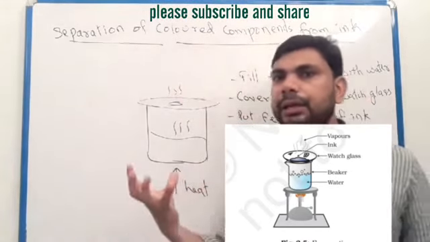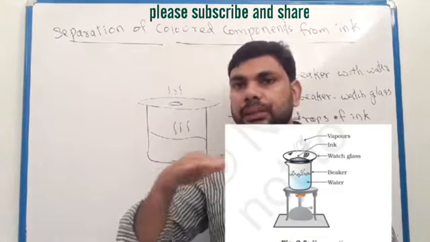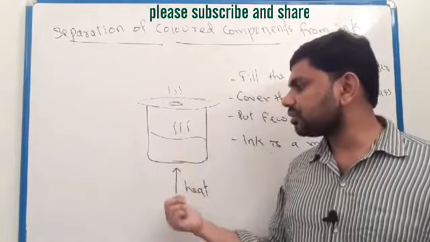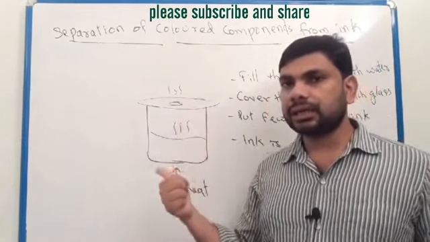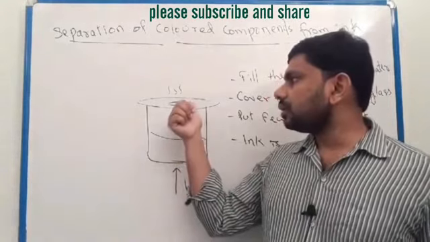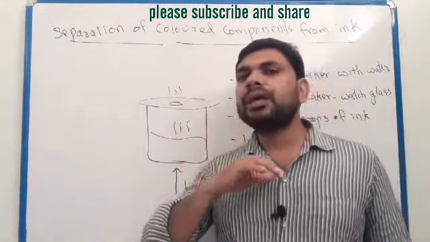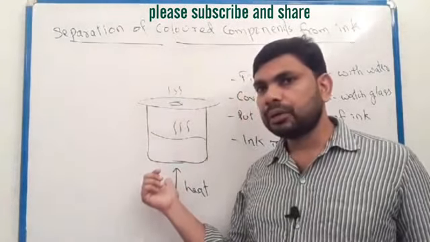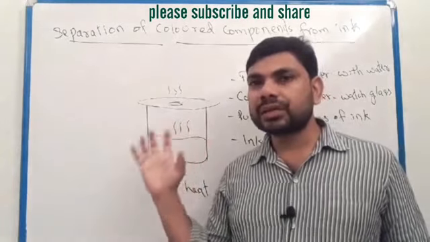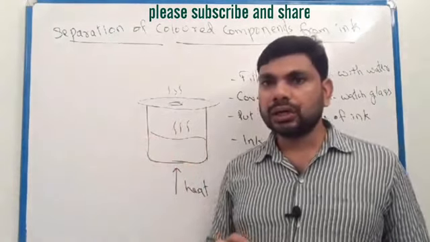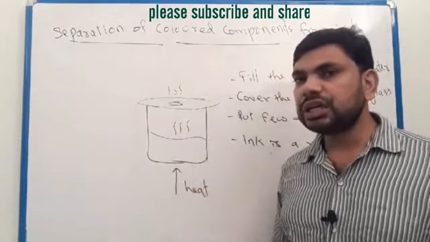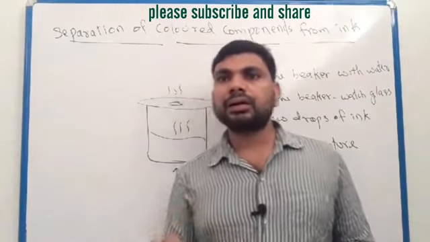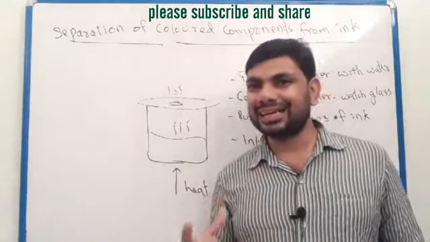Take water in a beaker, cover the beaker with a watch glass, put a few drops of ink on the watch glass, and heat the water. Do not heat the ink directly. The ink on the watch glass will evaporate. After evaporation is finished, we stop heating, then we obtain residue from the watch glass. So this is the method to obtain the colored components, or you can say different dyes, from the ink.